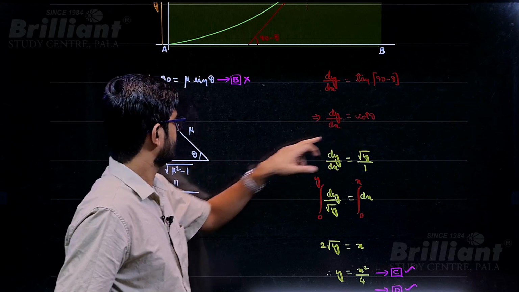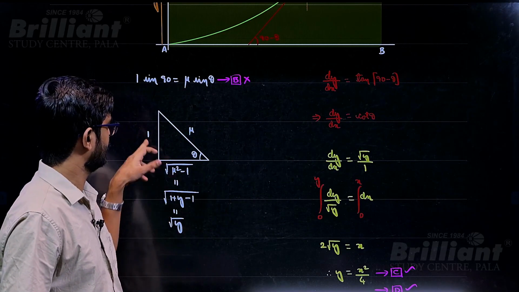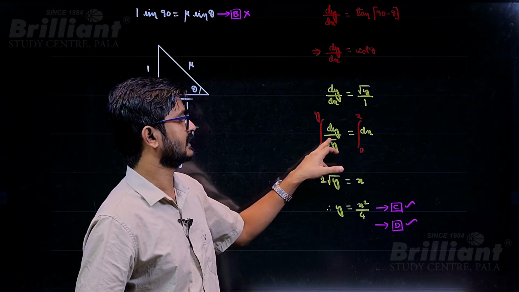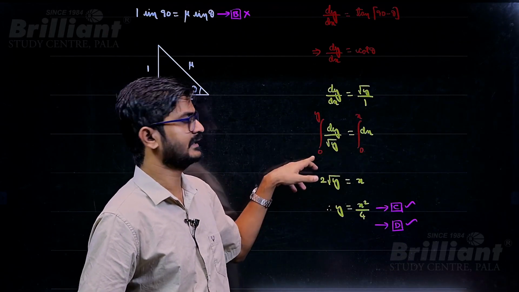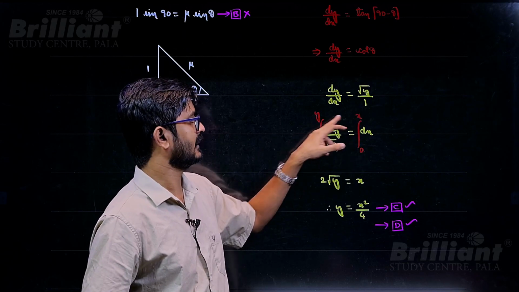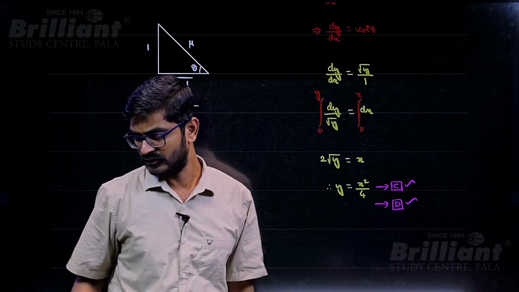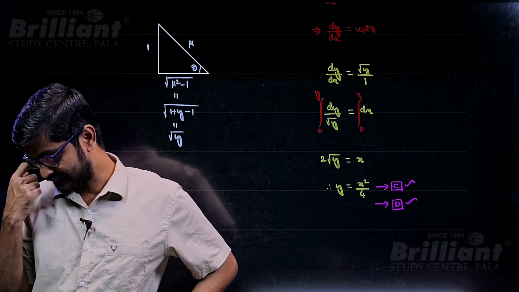Dy by dx is cot theta, which is adjacent by opposite. So now there are two variables, you can bring one variable to one side, other variable to other side, and when x is 0, y is 0 given in the question. So at any x, y value will be y. This is the curve equation. So option C is correct.